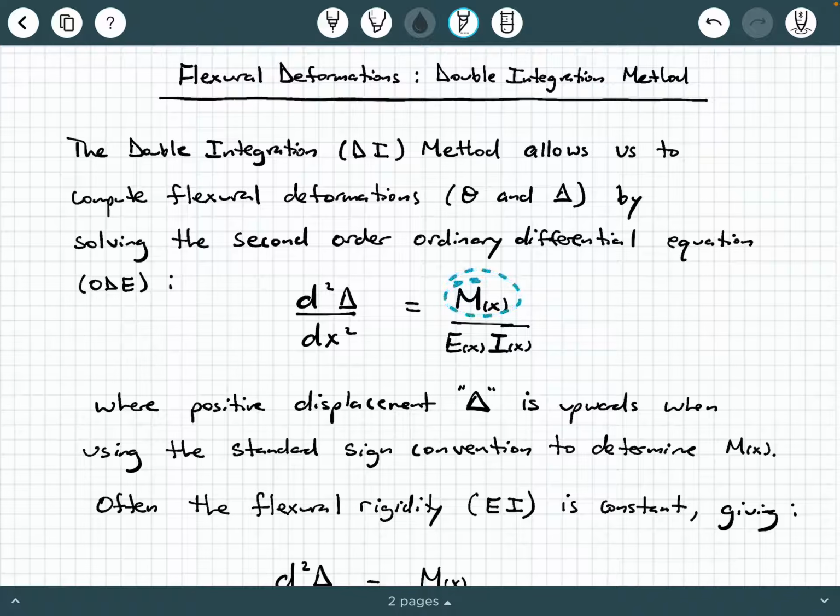So M is our internal moment function, E is our modulus of elasticity, and I is our moment of inertia about the bending axis. And we're going to consider positive displacements, delta, upwards when using our standard sign convention to determine that internal moment function M as a function of x. So that means when you're doing your method of sections operations that you're already familiar with, you consider a positive moment to be one that causes the beam segment to bend concave upwards when you're looking at a free body diagram using method of sections.